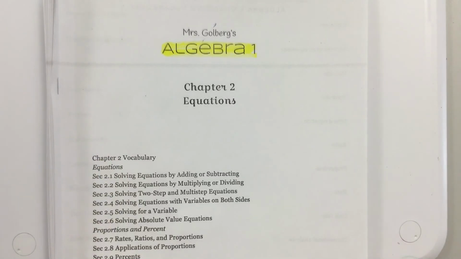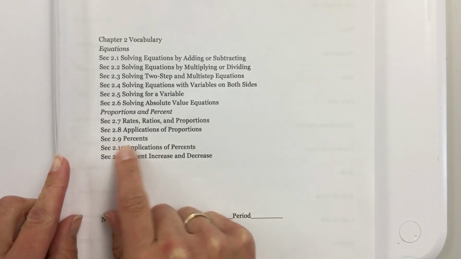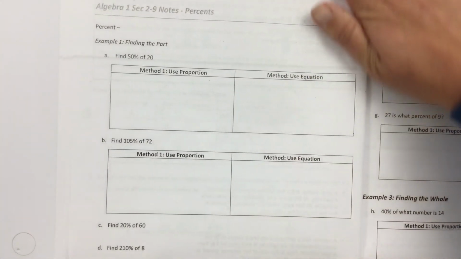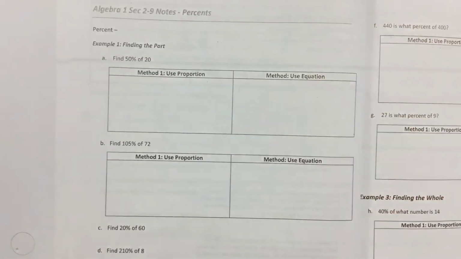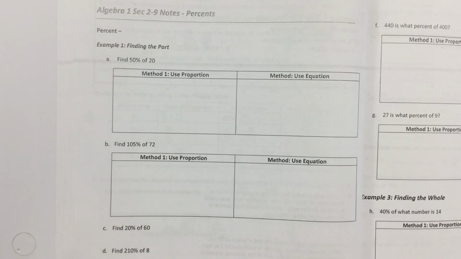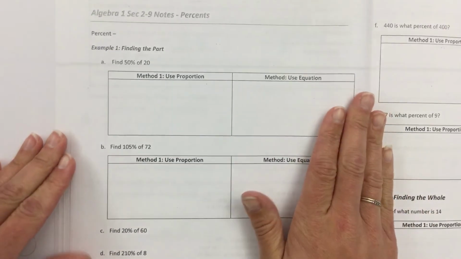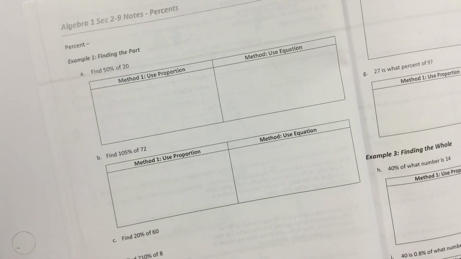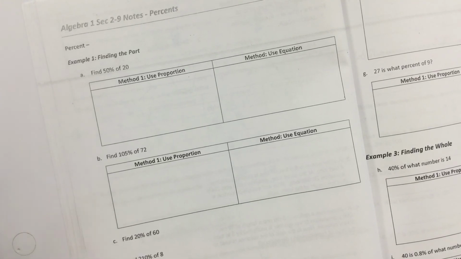Okay, Algebra 1, we are going to do section 2-9, percents. So I just want you guys to remember that percent is always part of the whole. So for example, if you had an 80% on your test, you did not get them all right, you got part of them right. So we use percents a lot. We use them in sales and when we are comparing things.